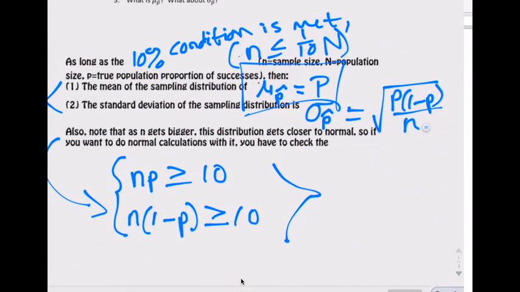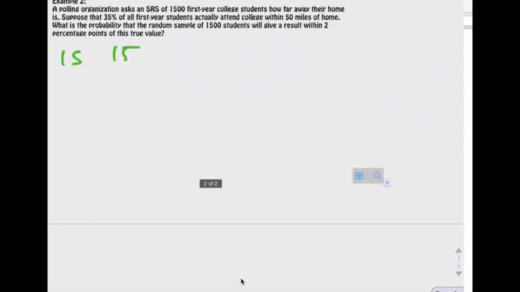Okay, so what's the probability that the random sample of 1,500 students will give a result within 2 percentage points of this true value? Basically, we want to check all of our conditions and check if it's normal. And then we want to find the mean and standard deviation of our sampling distribution, and then see if we can figure out this proportion. So first we want to check our first condition, 10%. Is our sample less than or equal to 10% of the population? Is 1,500 less than or equal to 10% of all first-year college students? Yes, that is definitely going to be correct.